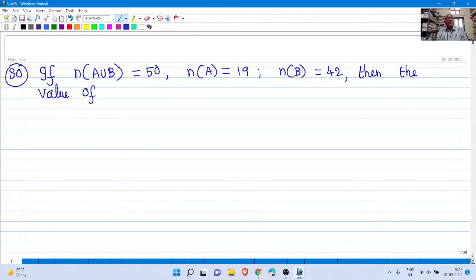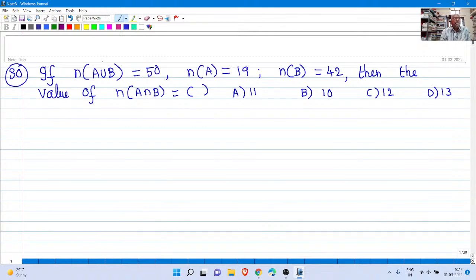Okay, let us move to this question now. Then the value of n of A intersection B we need to find out. Option A is 11, option B is 10, option C is 12, option D is 13.